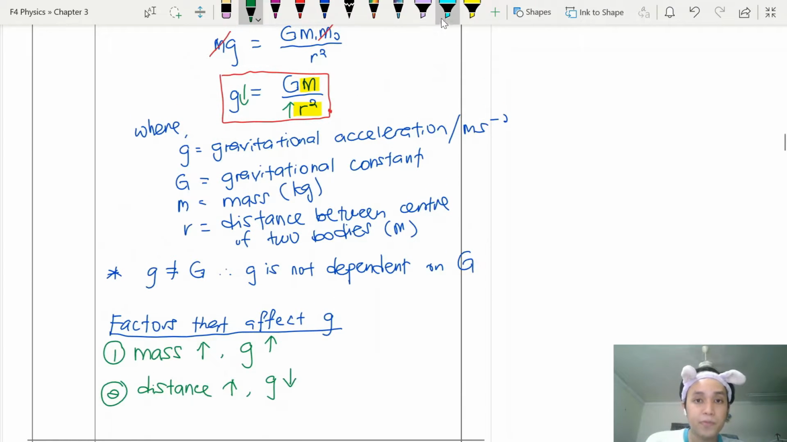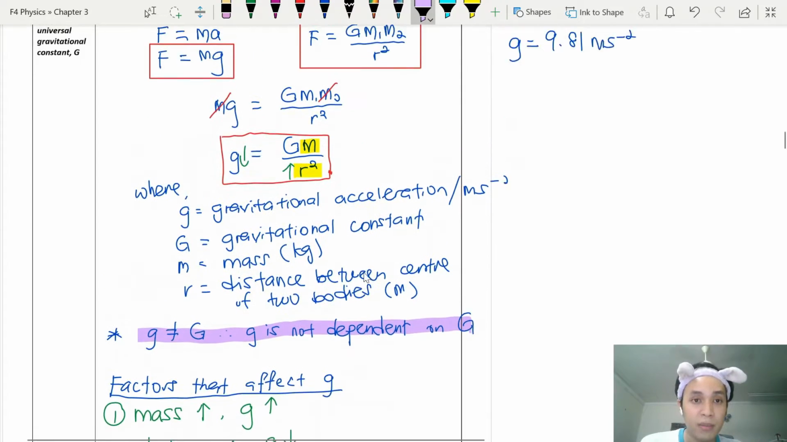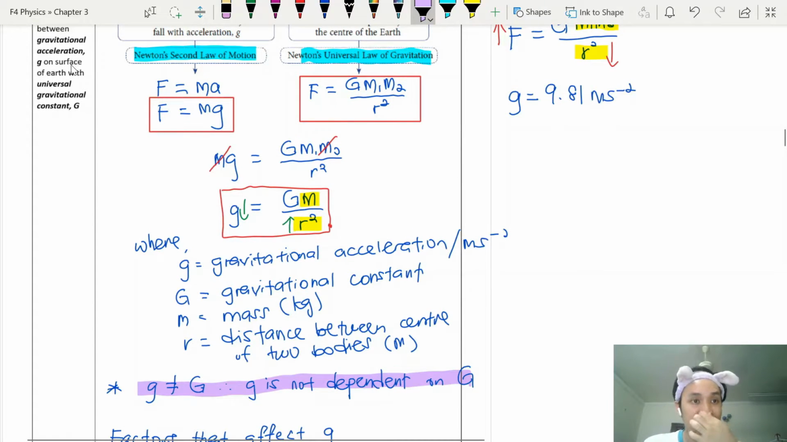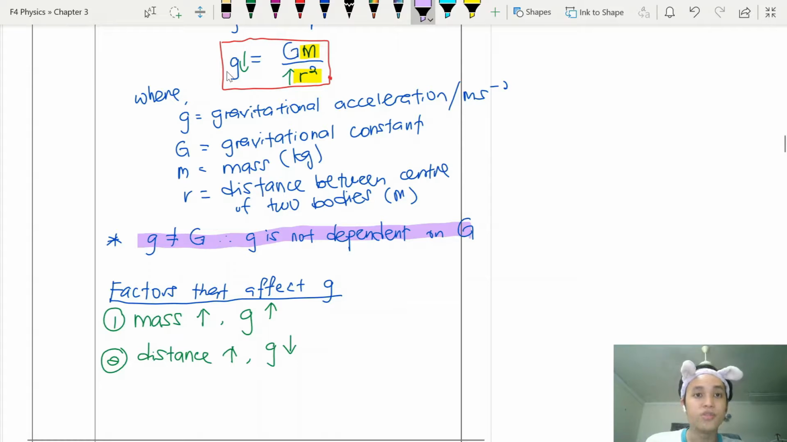Now, the important thing that I want to highlight is this one. Although we have an equation to show the relationship between the two, they are not dependent on each other. Since this one is a constant, the value will not change. So that is it, the important thing about gravitational acceleration and also your gravitational constant. You are going to use this for your calculations later on.